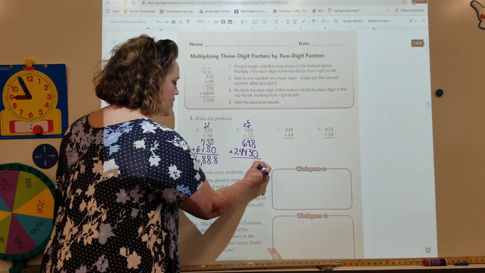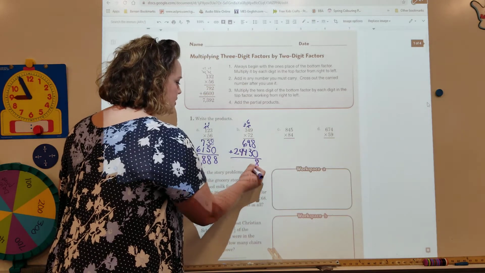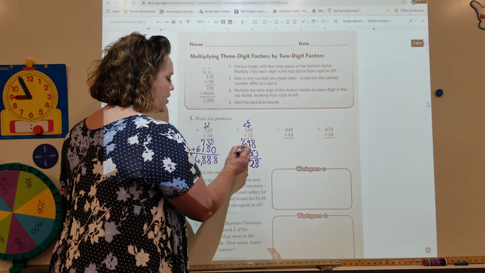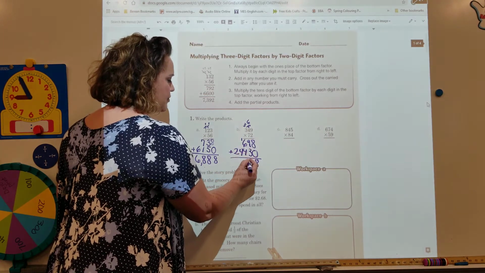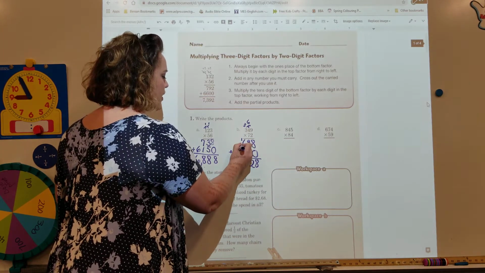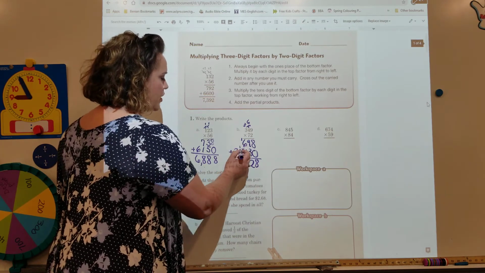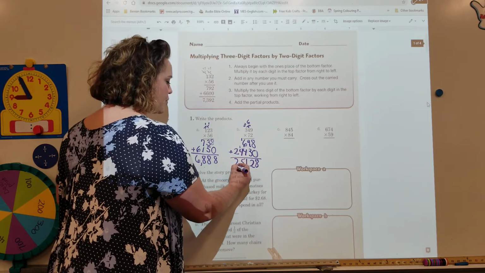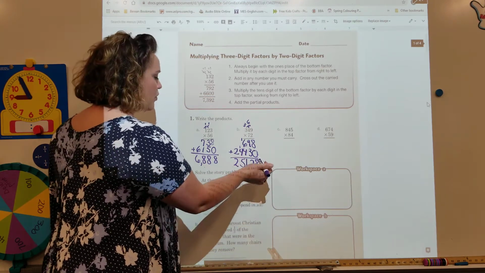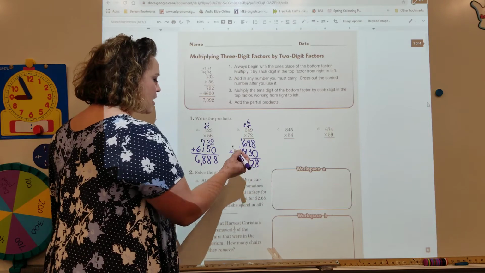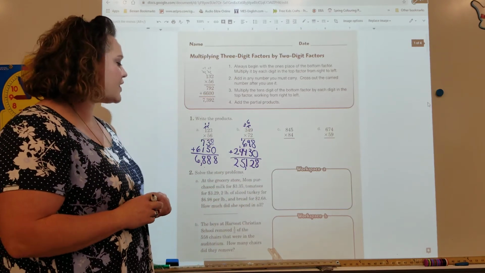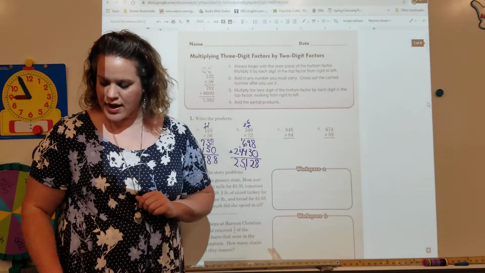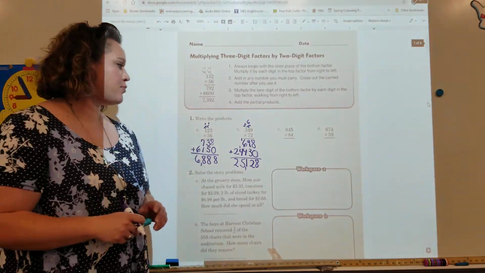8 plus 0 equals 8. 9 plus 3 equals 12. Write 2, carry the 1. 1 plus 6 is 7, plus 4 is 11. Write 1, carry the 1. 1 plus 4 is 5. There's nothing to add to the 2, so bring it down. Let's do my comma. Ones, tens, hundreds, comma. My answer is 25,128.